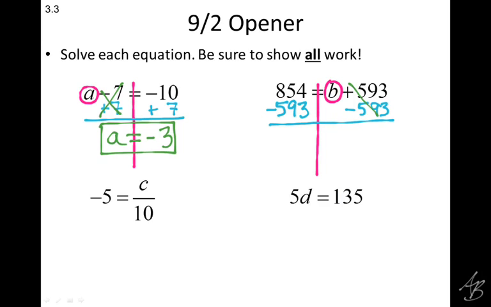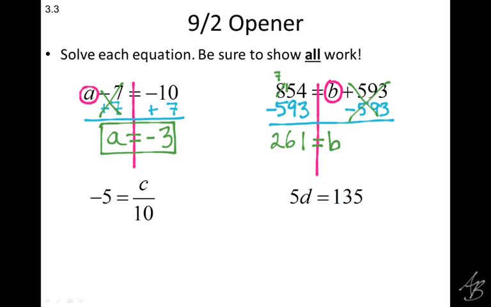I'll simplify the right side since that's where we have the canceling going on. So those are going to cancel, leaving what on the right side? B. And on the left side, we'll subtract. Starting in the 1's place, what's 4 minus 3? Okay, what's 5 minus 9? Can't do it, so we're going to borrow. We'll make that 800 into a 700 and make that 50 into a 150, or 15. 15 minus 9 is 6, and 7 minus 5 is 2.